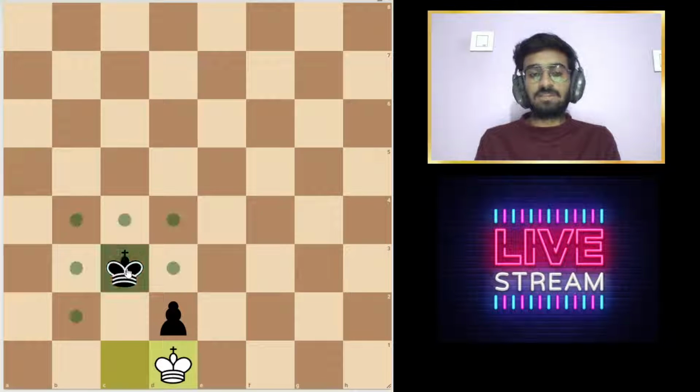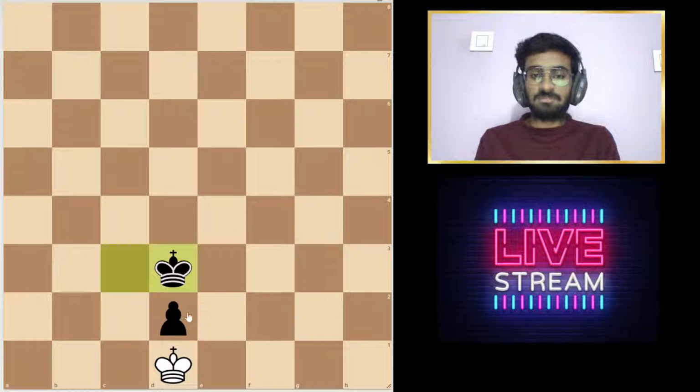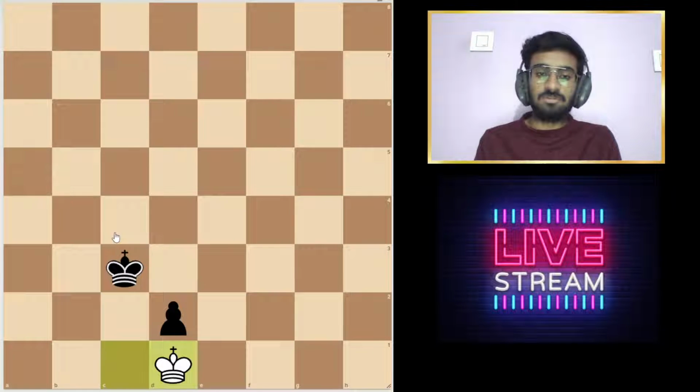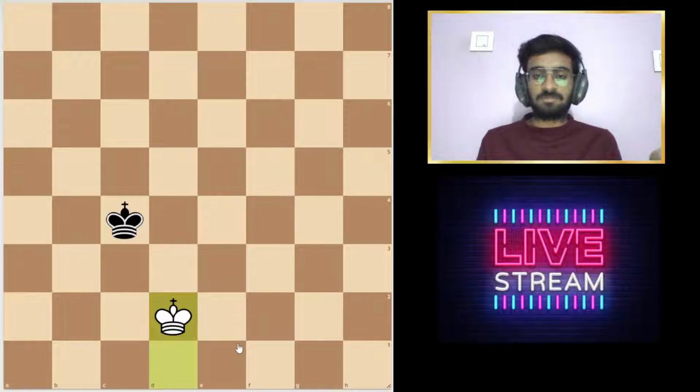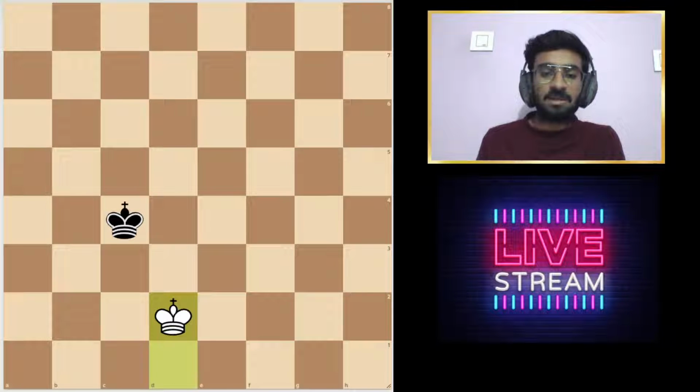Now wherever this king goes, if it goes to d3 to keep the pawn protected, then it is a stalemate. This king doesn't have any square to go. And if instead of d3 it goes to any other square, here or till here, then you are just winning the pawn, and that's it. It's a draw by insufficient material. Have you got this? Have you got the concept of opposition, how to use it?